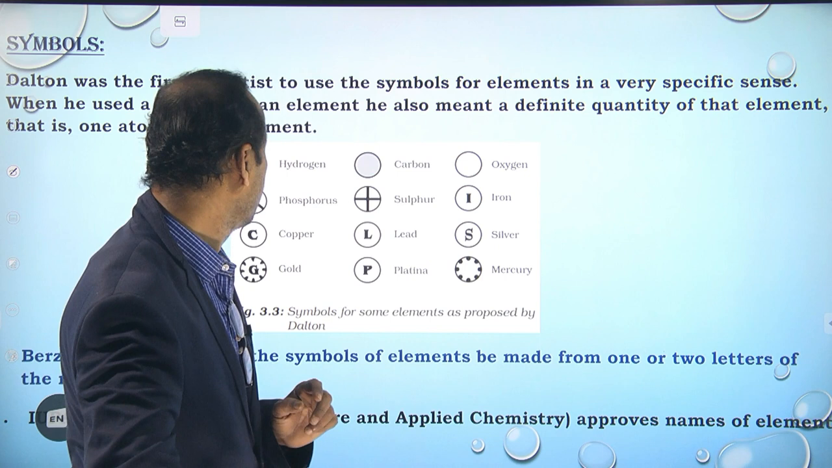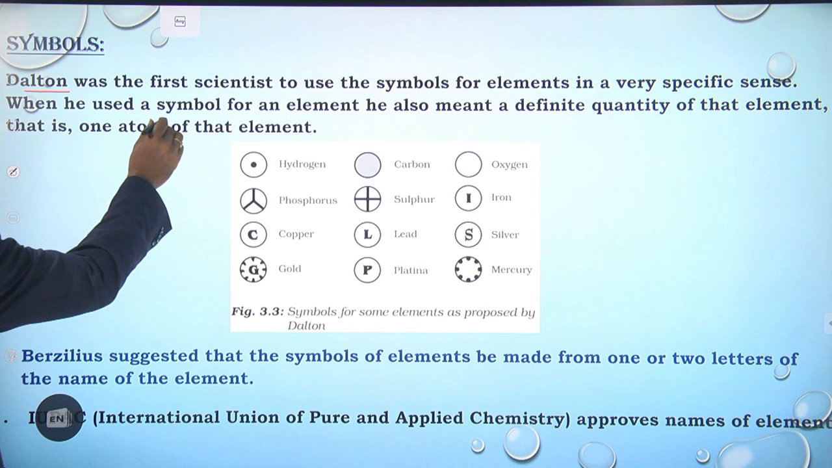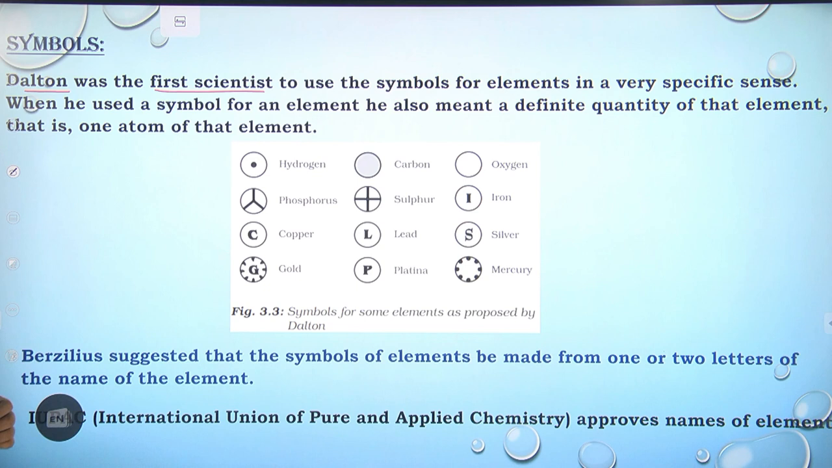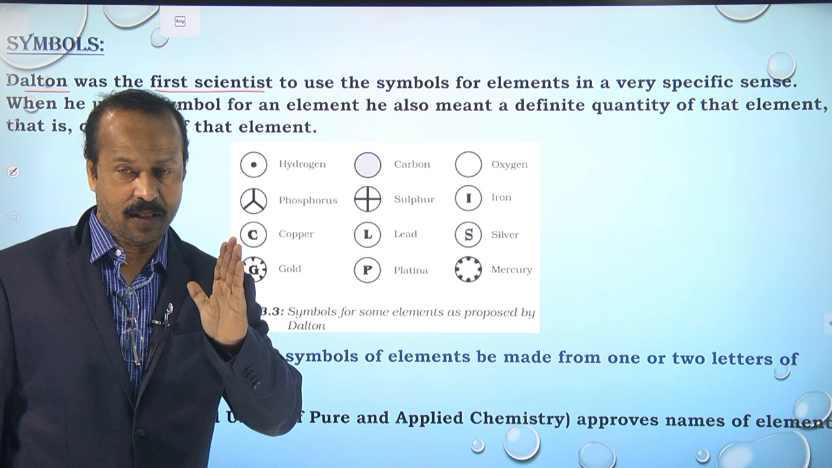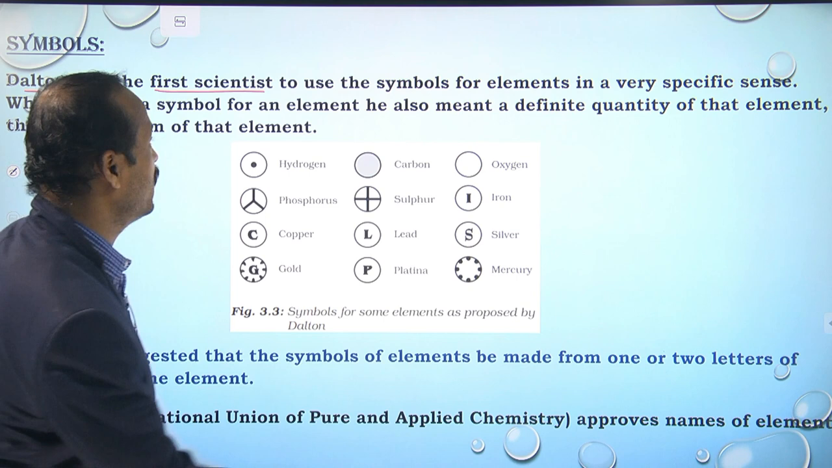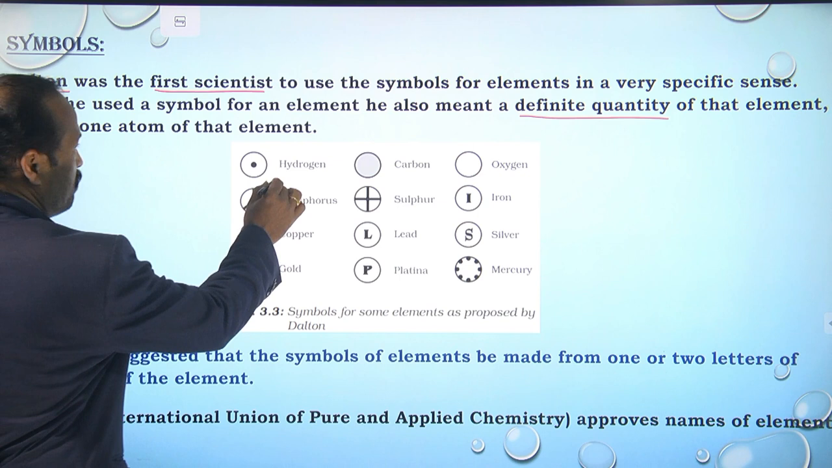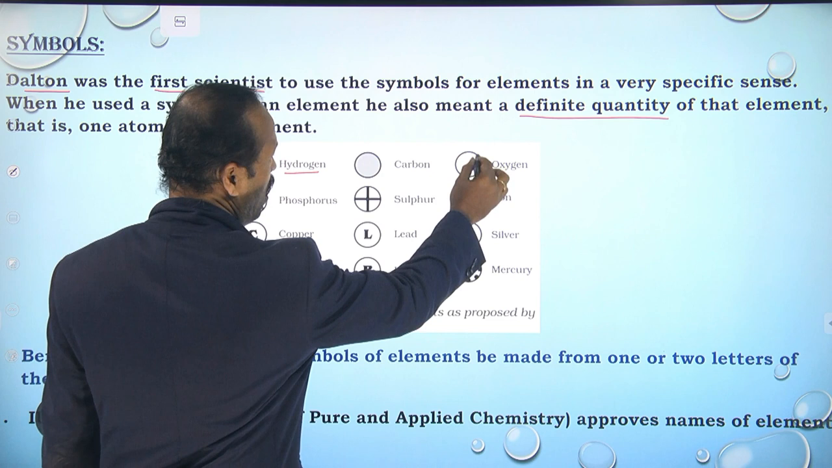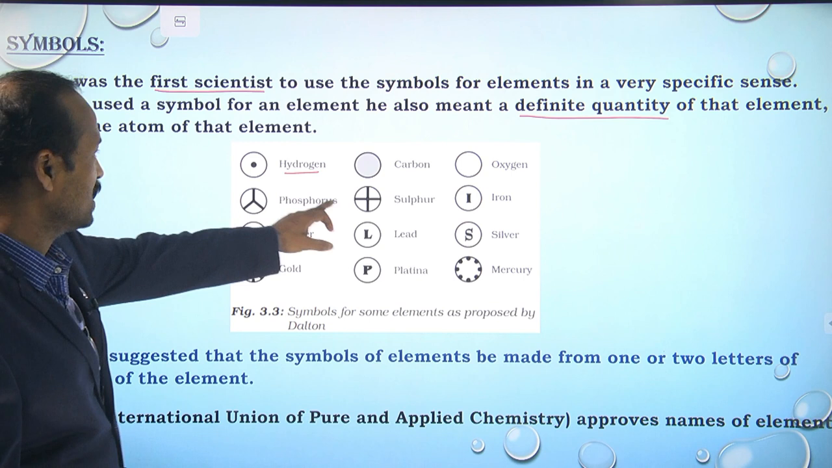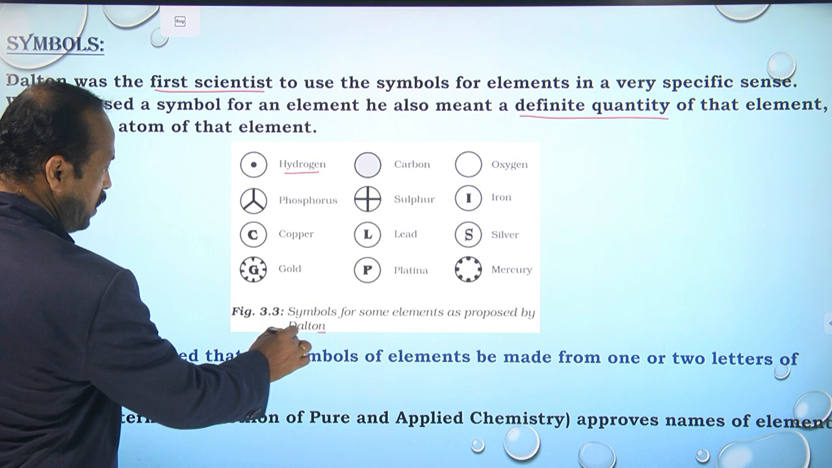So here you can see on the screen Berzelius, Dalton. Dalton was the first scientist to use symbols for elements in a very specific sense. When he used the symbol of an element, he also meant a definite quantity of that element, that is, one atom of the element. Here you see he gave the symbol for hydrogen as a circle with one small dot, carbon with some color inside, oxygen again similar, and phosphorus, sulfur, iron, copper, lead and so on. These are the symbols used by Dalton.